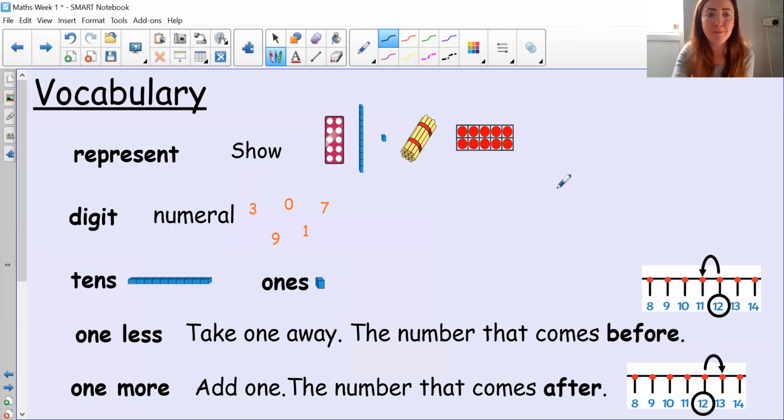Okay, so today's vocabulary, let's revisit some of these words. We've got represent, which again, that means to show something. Digit is another word for numeral or number. So these are all digits here. Then we've got our tens and our ones. And this is what it looks like in Dienes. And then today, because we're thinking of one less and one more, one less means take one away. It's the number that comes before it, if we're looking at a number line or a number grid. And then one more means that we add one, the number that comes after.